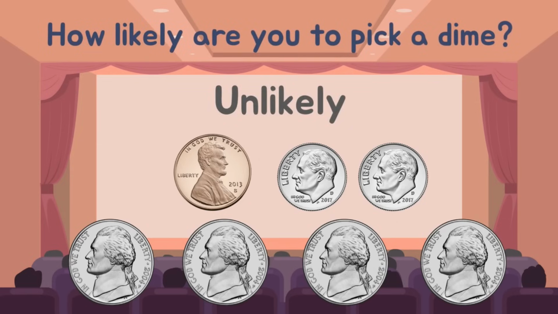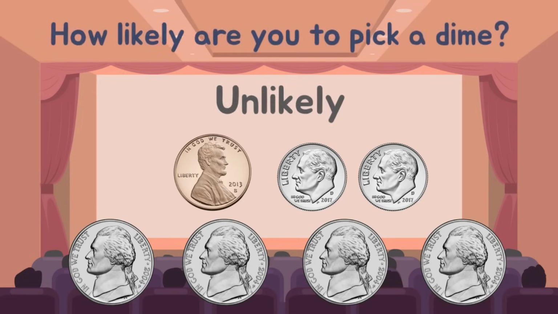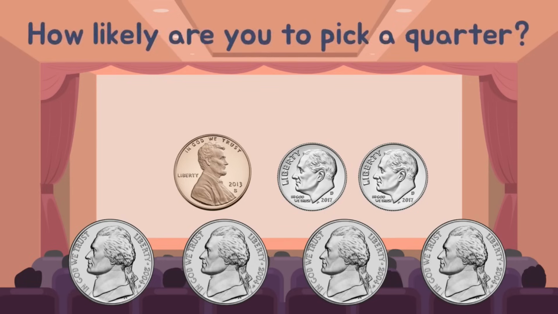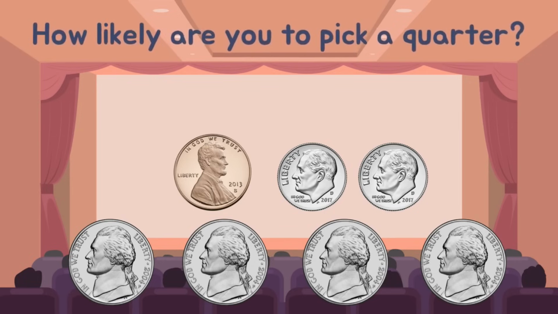Unlikely. Yep, you are unlikely to pick a dime. With only 2 of the 7 coins being dimes, there's only a small chance you'll pick a dime. Unlikely. Okay, here's the final question. How likely are you to pick a quarter?